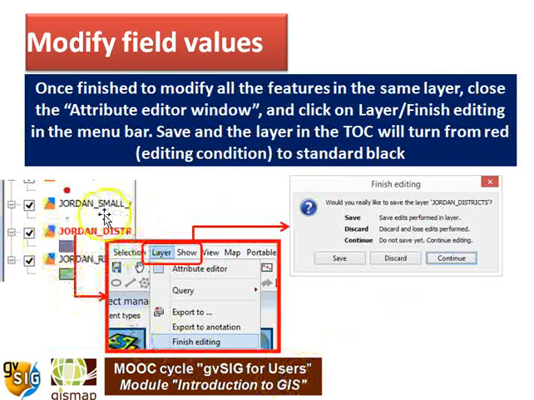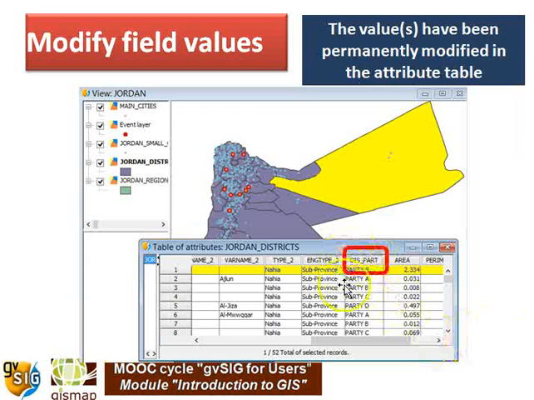Then this layer in the table of contents will become red, because it means you have edited, you have changed some information. So to make these changes effective, you go on Layer, Finish Editing, you save your modification, and then you see that now the information has been changed. It was party C, now it has become party B.